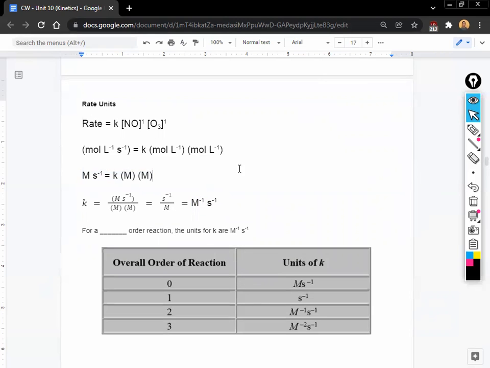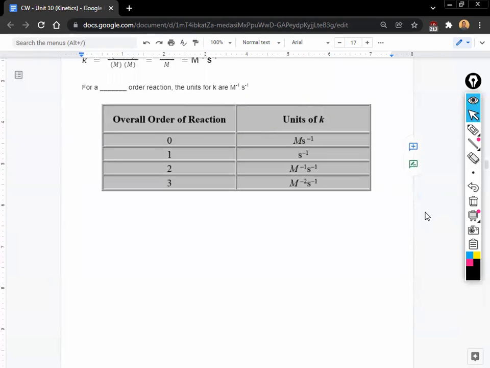Now, I did all the work for you, so you guys don't need to recalculate everything, but this is how the units of K, the rate constant, will have a different unit of measurement depending on what the order of the reaction is. If the order of the reaction is 0, that means it's going to be just molarity per second, just a regular. So if I give you an example, it would look like this.